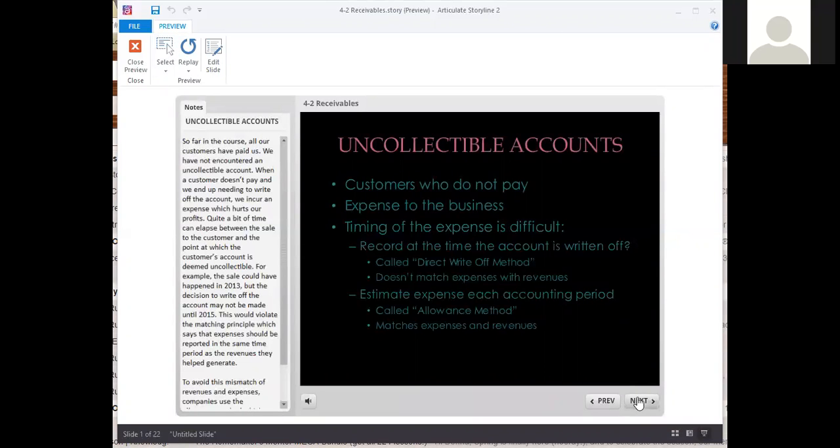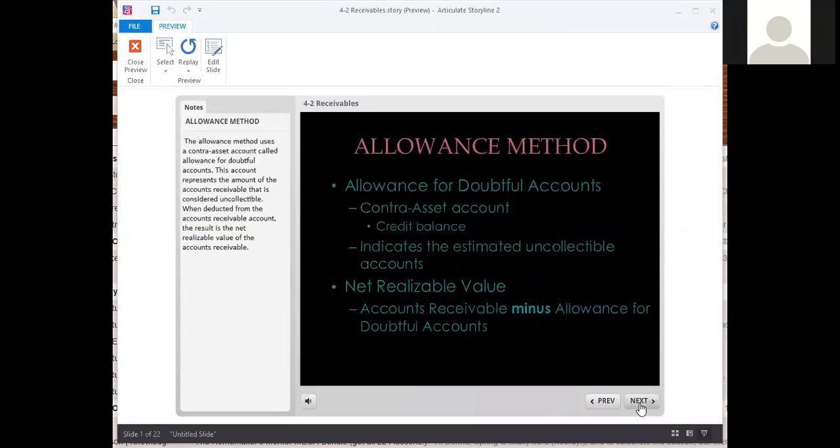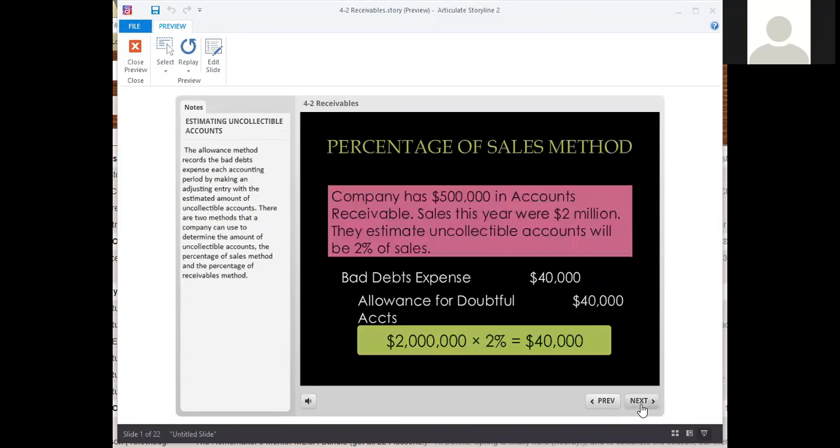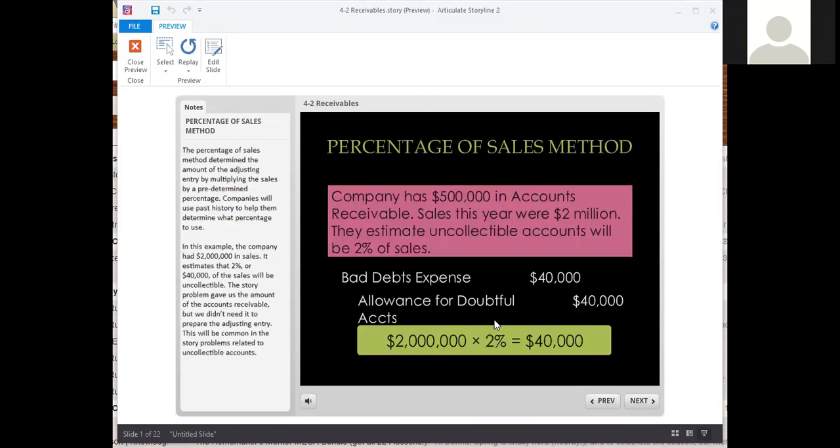Receivables, an explanation of what we're going to be looking at with receivables. We're going to focus on the customers who don't pay and what to do about accounts that become uncollectible. Lots of boring text. Then finally an example.